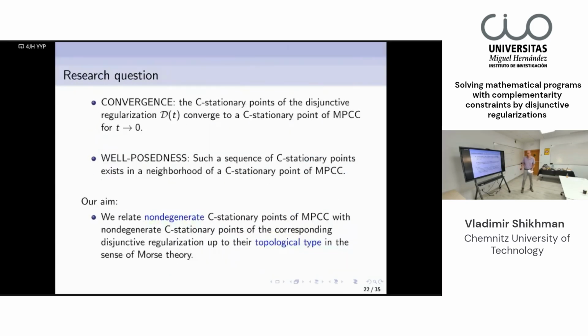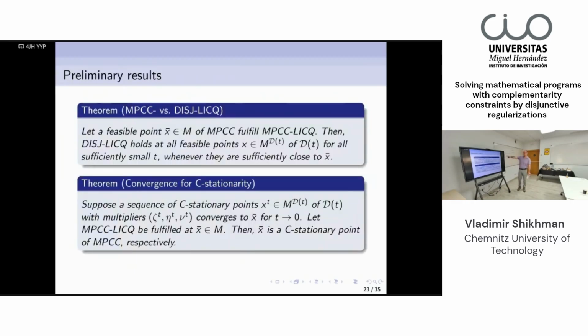How it works? This was the research question: how the index is changing. Try to change the index. So MPCC and disjunctive LICQ are inherited to each other. You have a kind of well-behaved LICQ relation. Then C-stationary points of your regularization converge to C-stationary points. You can prove this under MPCC LICQ.